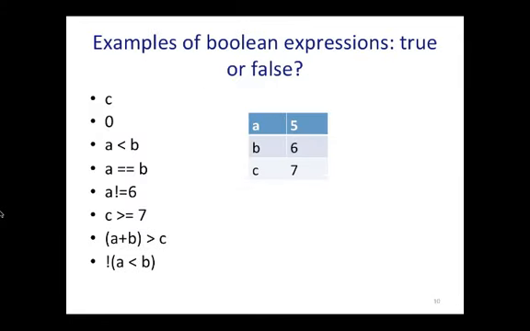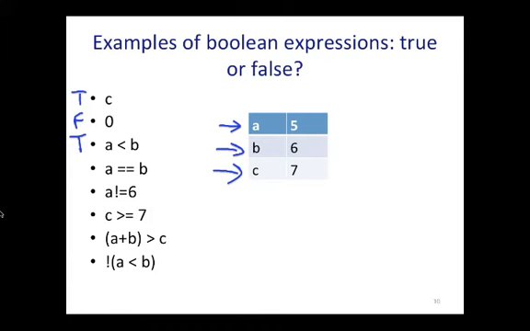Okay, so here's some simple examples of Boolean expressions. And I've assumed that we have A is 5, B is 6, and C has the value 7. So based on what we've just said, you should know that C is true because it's not 0. 0 is false because 0 is a number and 0 is considered false. A is less than B because 5 is less than 6, so this expression is true. I'm using T as an abbreviation for true, F is an abbreviation for false.